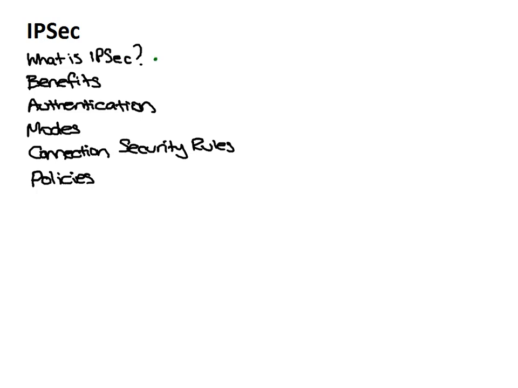So firstly, what is IPSec? Well, IP security, or IPSec as it's better known, is a protocol that's designed to secure network communications by providing end-to-end encryption of your data using public key technology, or PKI. So what does that mean?